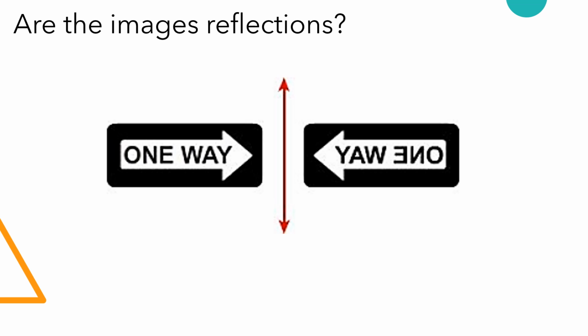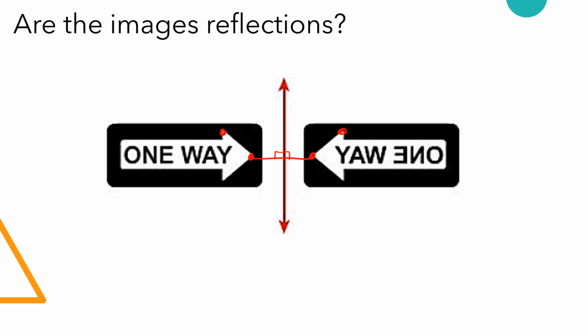So are the images reflections? This is what they were talking about. The red line is the line of reflection, okay? And this is not going to be a great color here because it's black, but basically, okay, you have these two, let's say the points of the arrows. They are the same distance away from that line of reflection, and they are perpendicular with that line of reflection.